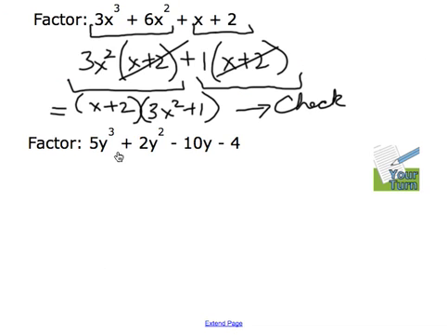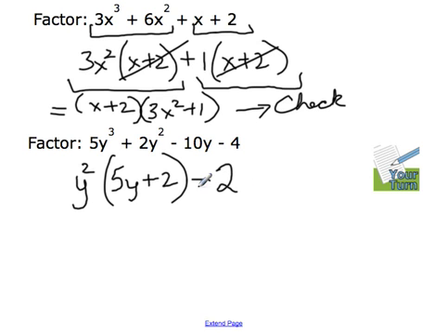Here's another example of group factoring. Let's try it. 4 terms, so it might work. Out of the first 2, I can only maybe factor out a y squared, leaving me with 5y plus 2. Out of the second one, there's a minus out there that gives me a little bit of grief, but it looks like I can take a 2 out. So let's take a minus 2 out. Careful there. If I divide this by minus 2, I get a 5y. If I divide minus 4 by minus 2, I get a plus 2.